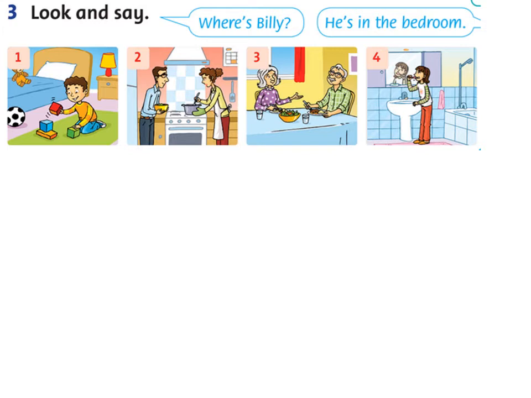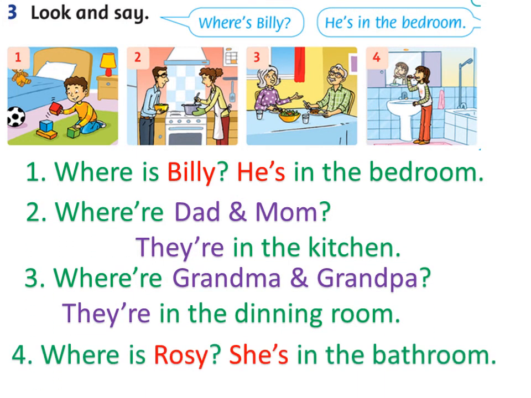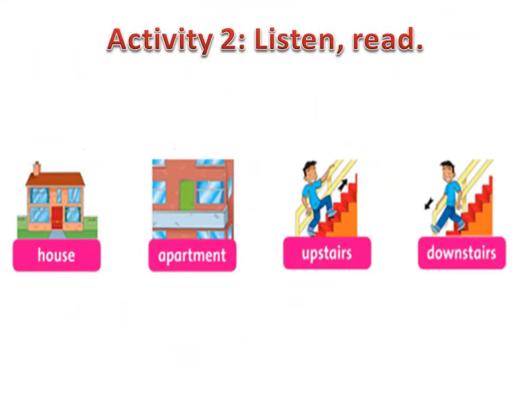Thank you. Now, let's see. Where is Billy? He's in the bedroom. Where are Dad, Mom? They're in the kitchen. Where are Grandma, Grandpa? They're in the dining room. Where is Rosie? She's in the bathroom. Thank you. Understand? Activity listening 90.